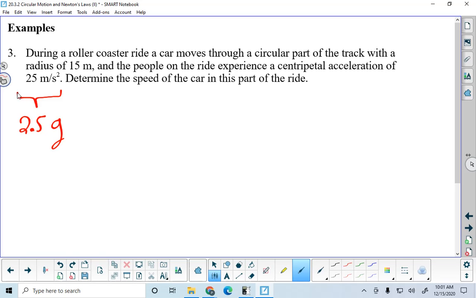We want to determine the speed. Well, this is pretty easy because centripetal acceleration has a magnitude of v squared over r. So we can put 25 in for the centripetal acceleration. For r, we can put 15 meters. And we have to solve that equation for v.